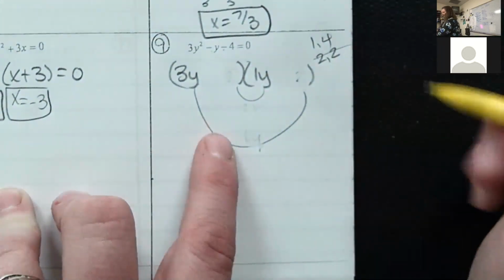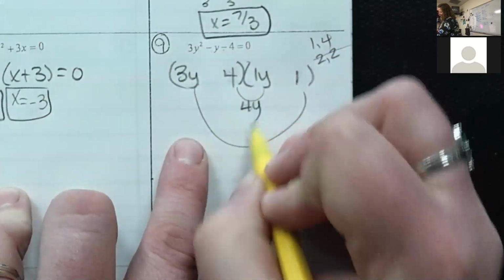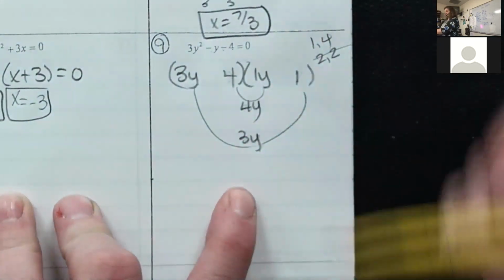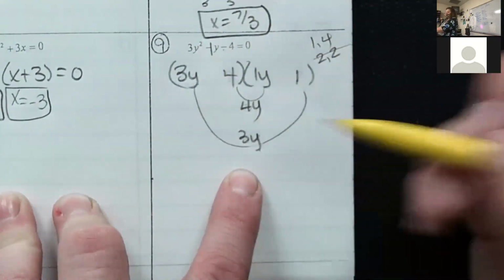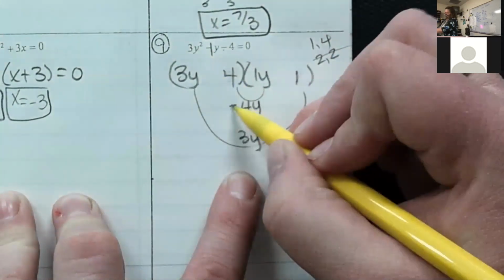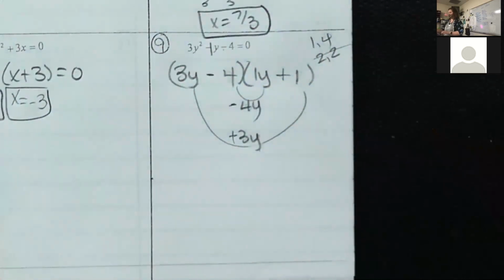Okay, we're down to 4 and 1. A 4 and a 1? All right, we'll try 4 here and a 1 here. That gets me a 4. That gets me a 3. Does that subtract to get me 1? Yes. Yeah. I need a negative 1, so I need a negative 4 and a positive 1. Love it.